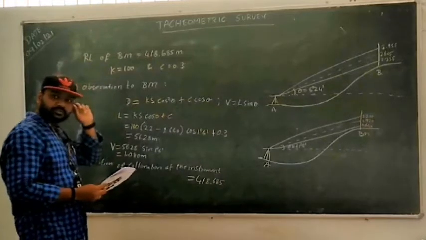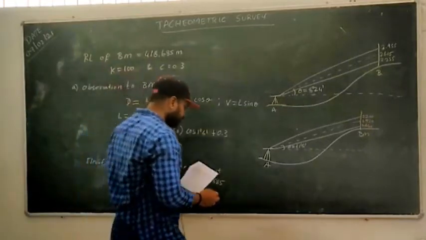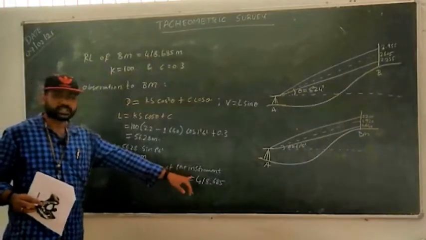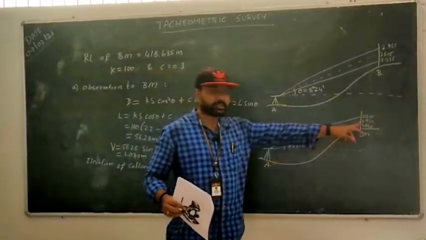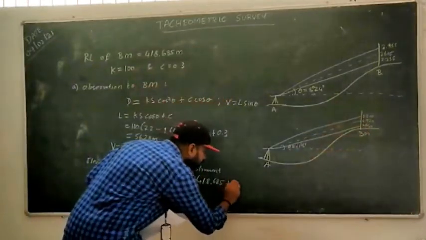H value is there? No, right? We need to get the H value here. So here what I will do, because we are taking this elevation of collimation of the instrument. So this is your line of collimation. So this point we are going to consider. That will be what?